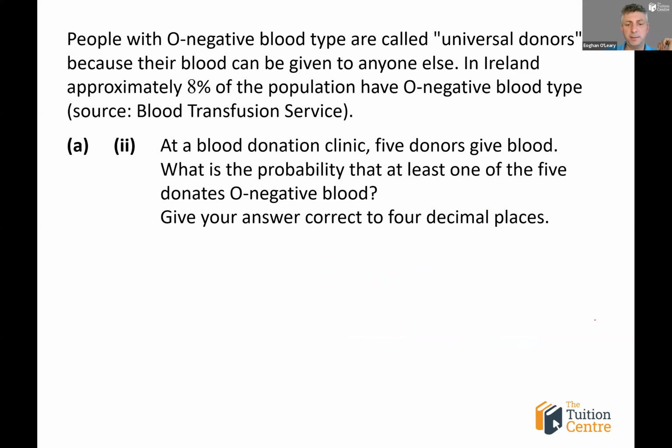At the blood donation clinic, 5 donors give blood. What's the probability that at least one of the 5 donates type O? Now, when you see the at least one, it's hinting at the fact that you could be subtracting, but you don't always have to, okay? And you don't ever have to, in fact. But oftentimes it can save you a bit of time.